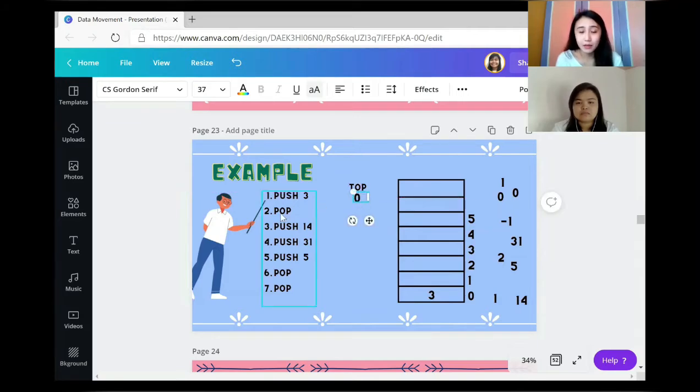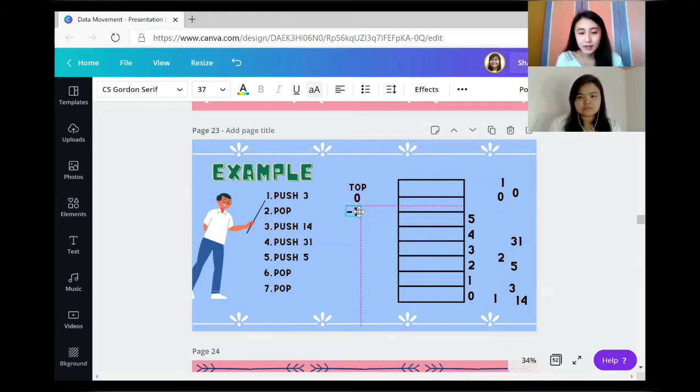And then, sabi dito, pop. So, tatanggalin mo yung 3. Ito yung tatanggalin mo kasi yan yung pinush mo kanina, diba? Kung ano yung pinush mo, yun yung tatanggalin mo. So, tanggalin mo yung 3. Ngayon, ano nang nasa top? Wala. So, ang ilalagay mo dyan is -1.